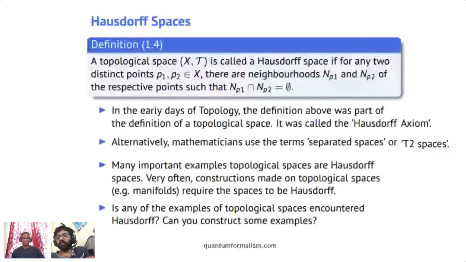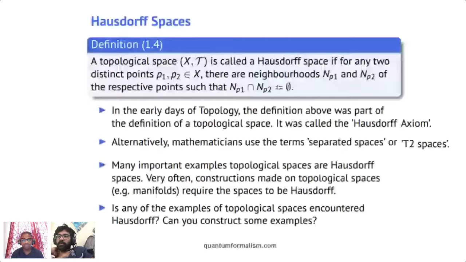Now this is very important. If anything, you can just ignore everything. Well, you cannot ignore everything, because this is important. A topological space is called Hausdorff if for any two distinct points P1, P2, there are neighborhoods N_P1 and N_P2, meaning this is a neighborhood of P1 and this is a neighborhood of P2, such that their intersection is empty.